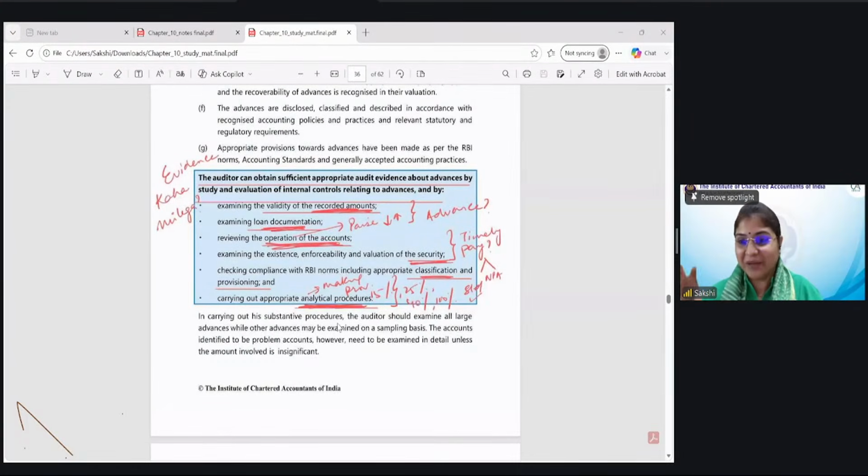Isn't it? Based on that only can you make the provisions. All right. Then carrying on, appropriate analytical procedures. What was analytical procedures? Where you used to analyze the ratio and trends. So provisioning amount, you remember? 15, 25, 40, 100%. So what are we doing? We are doing analytical procedures. We are making provisions. Okay.